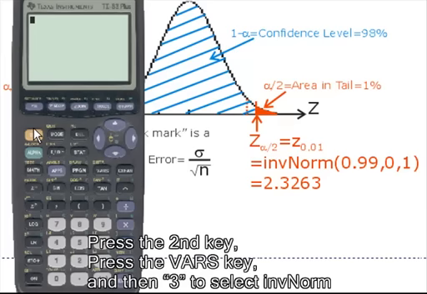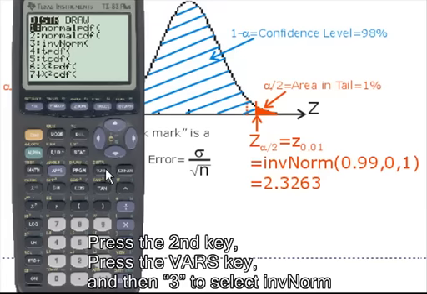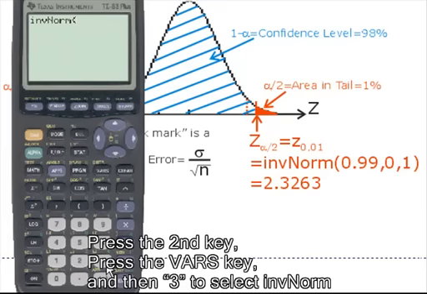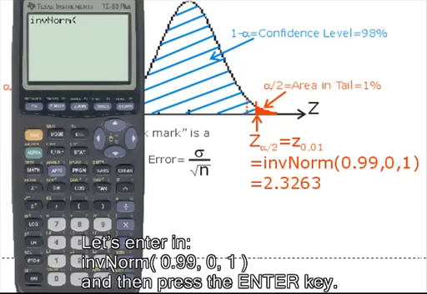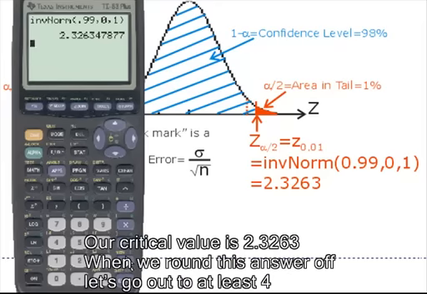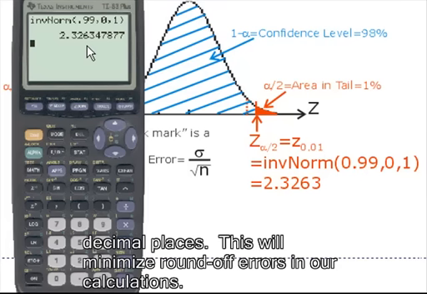Press the second key. Press the VARS key. And then 3 to select inverse norm. Let's enter in 0.99, 0, 1, right parenthesis, and then press the enter key. Our critical value is 2.3263. When we round this answer off, let's go out to at least 4 decimal places. This will minimize round-off errors in our calculations.